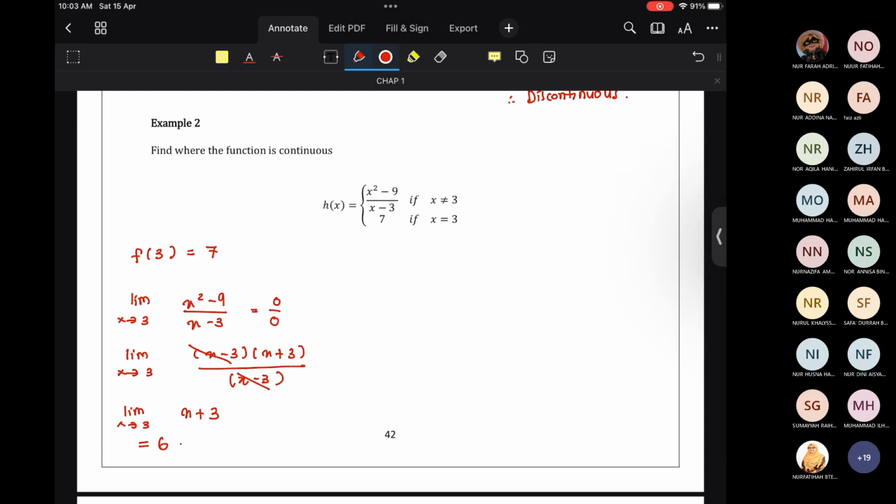Okay. So now, number 3, we will check: is f(3) equal to the limit as x approaches 3 of f(x)? I'm asking. No, not the same. So when it is not the same, automatically we say it is discontinuous. Okay? Simple. You must remember 3 things: find f(a), find the limit as x approaches a, and then compare number 1 with number 2. They must be the same. If not the same, automatically discontinuous.